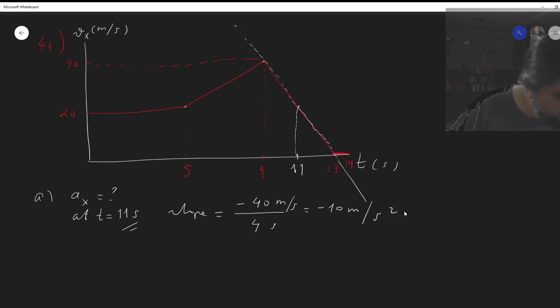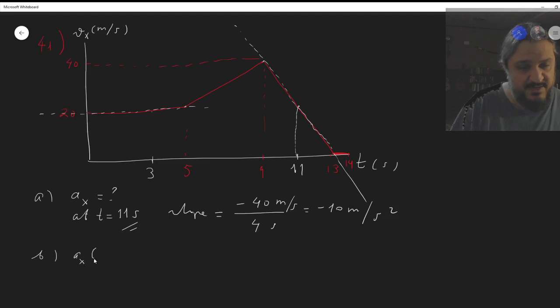Part B, what is the acceleration, a_x, at t equals 3? Again, they just give you a nice number here, which is not at the corner, right over there. You just need to find the slope. Okay, you don't need any calculation. The slope is 0. So a_x at t equals 3 seconds is 0. Horizontal line. There's no acceleration in that interval. I mean, they could have said 1 or 2 seconds as well. It doesn't matter.